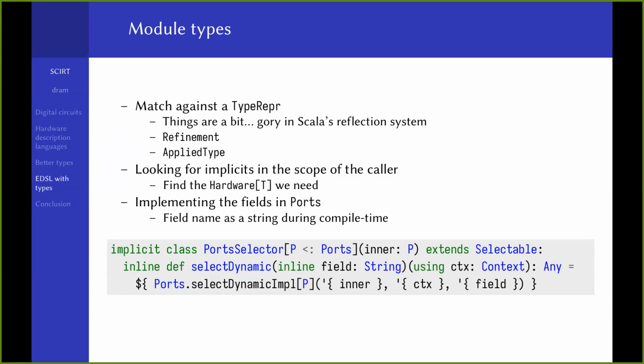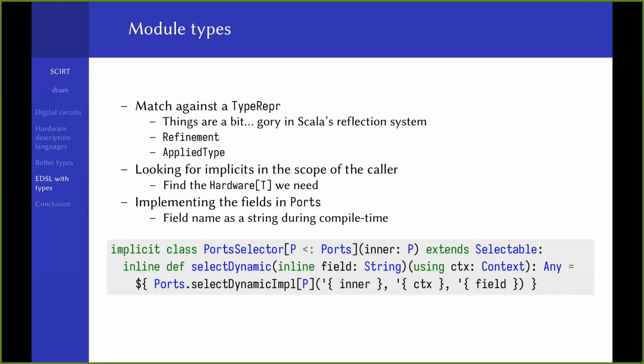Here it actually gets a little bit gory, so I wouldn't go too much into the details. But if we're in a macro and we have the type parameters, we can get the type repr out of it, and we can look for things like refinement. So it's a structure type. We're adding a field into an existing type, or an applied type. Like Wire of BitVector of 32 will be an applied type applying Wire to the rest, and BitVector of 32 will be applying BitVector to 32.